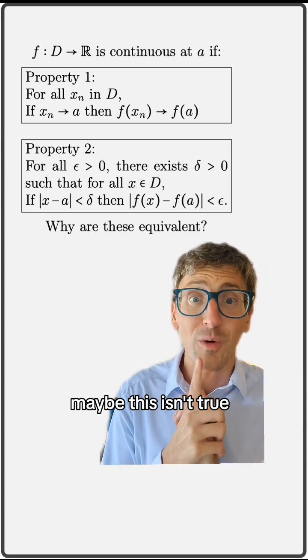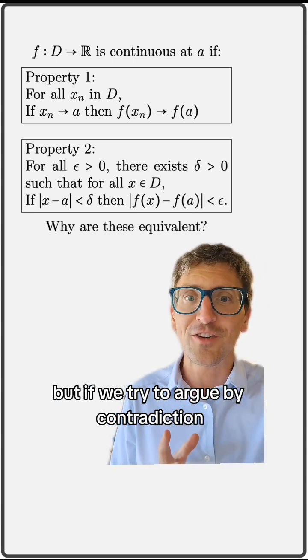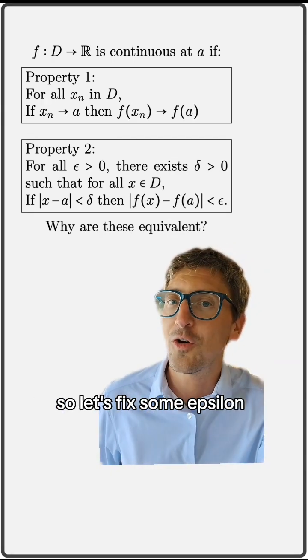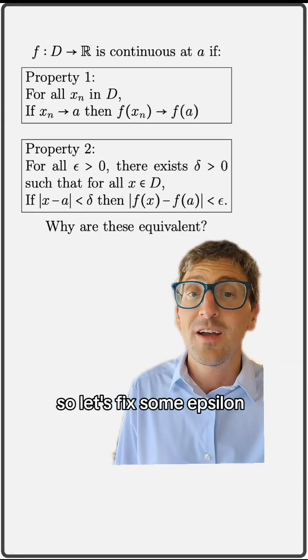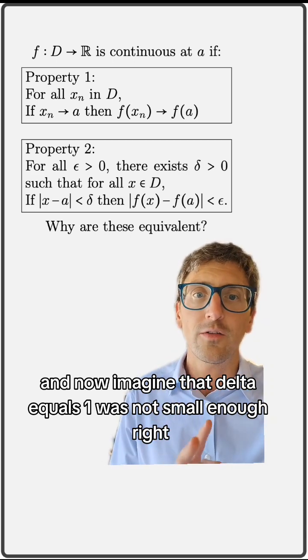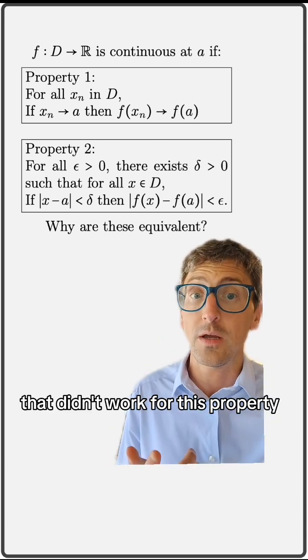And so if we change our mindset just a little bit and say, maybe this isn't true, what if we tried to argue by contradiction and see where that gets us? And here's how that would go. So let's fix some epsilon. And now imagine that delta equals 1 was not small enough. That didn't work for this property.